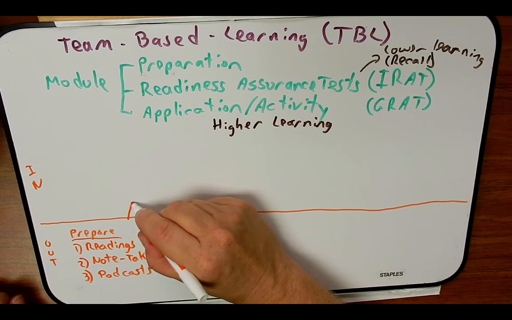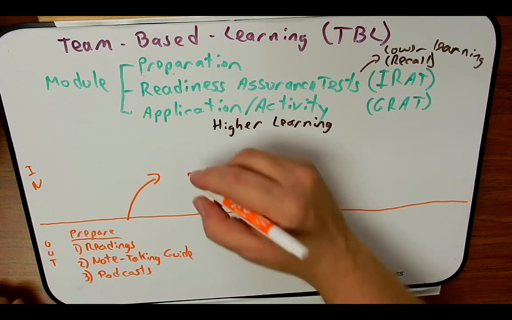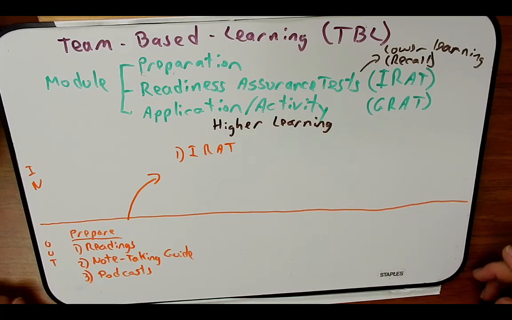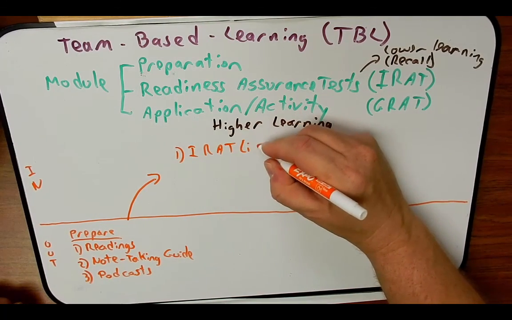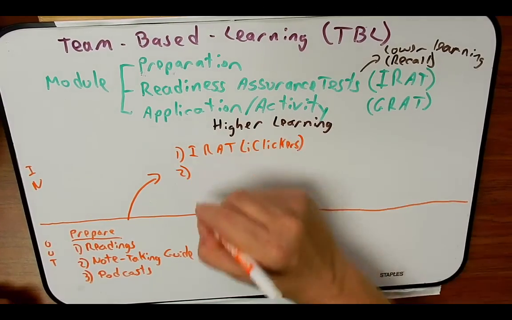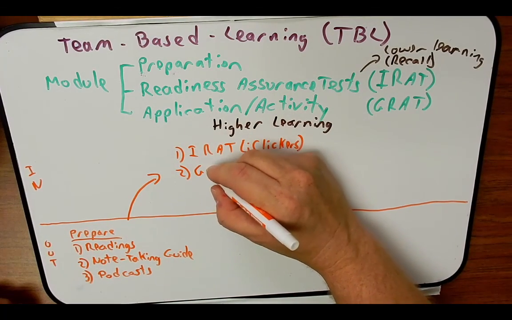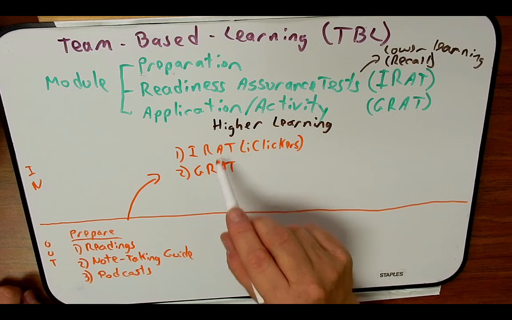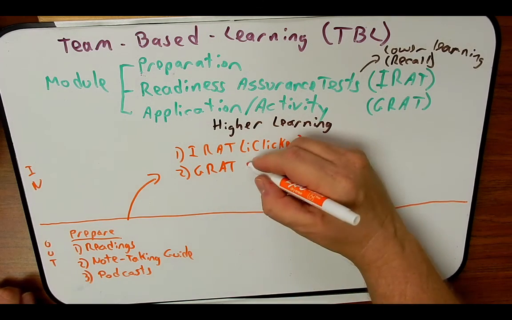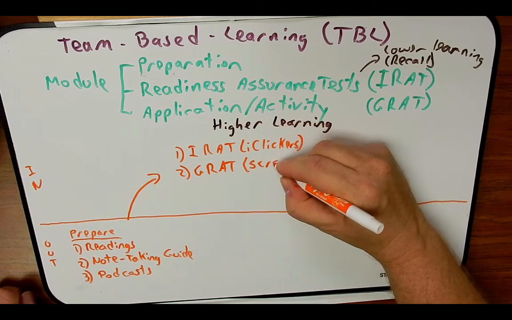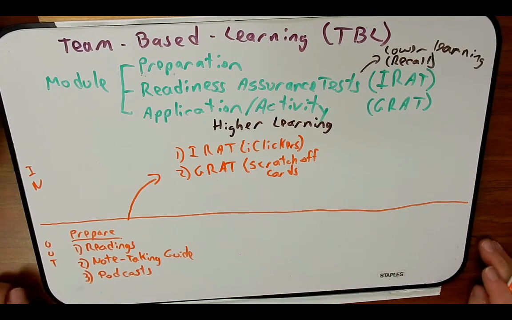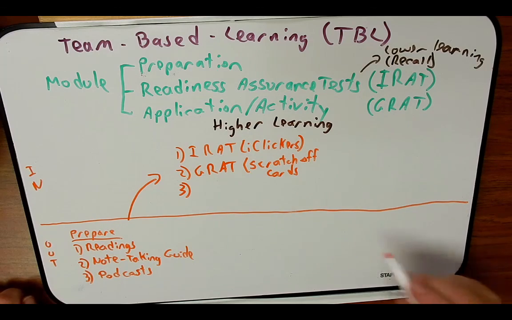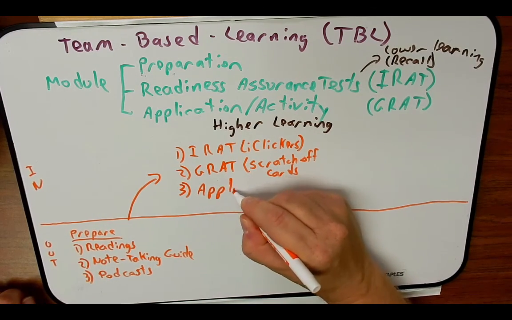Now, coming to class the next day, this is what we're going to do inside of class. Every day, you'll come in and you'll take an IRAT, these individual readiness assurance tests. For this, you will use your iClickers. So make sure you bring those to class. The next thing you will do is you will take a GRAT, these group readiness assurance tests. This will be the exact same quiz as the IRAT. And we'll use scratch-off cards, and I'll explain these that first day of class. This will take about the first 15, maybe 20 minutes of class. The remainder of class time will be spent doing specific applications.